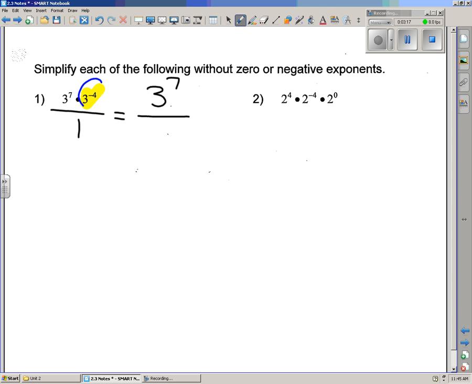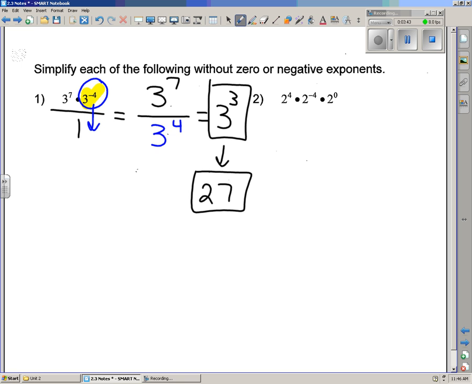I would flip my 3 to the negative 4 from the top to the bottom, and once I flip it, I out the negative. And then I go back to the rules from the beginning of this unit, and I say, well, where are there more 3's, top or bottom? And they're on top. How many more are there? There's 3. So this answer becomes 3 cubed. Not a problem by actually simplifying this even further and saying that, well, 3 cubed is just 27.